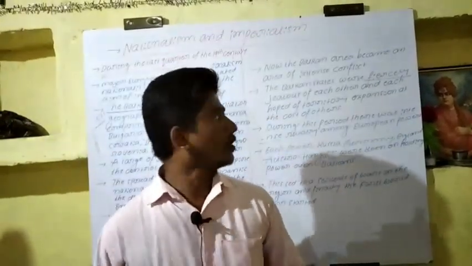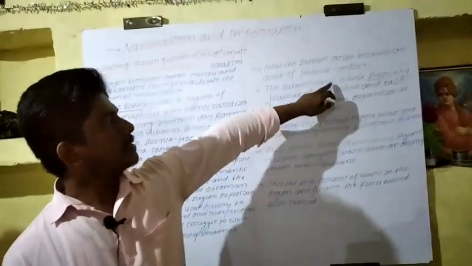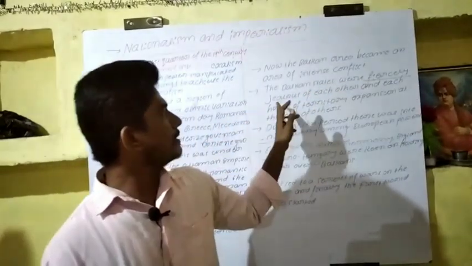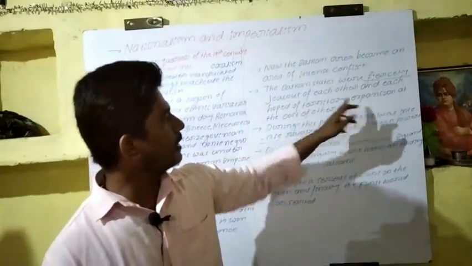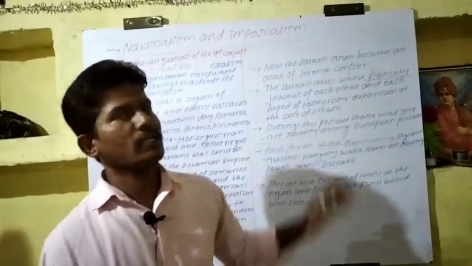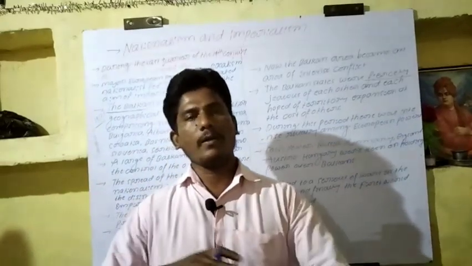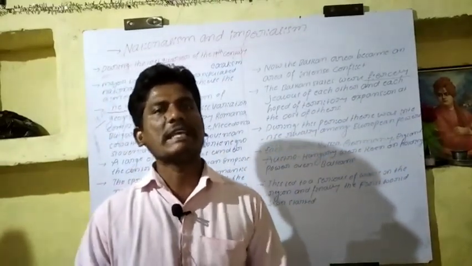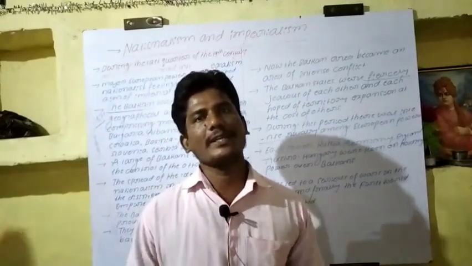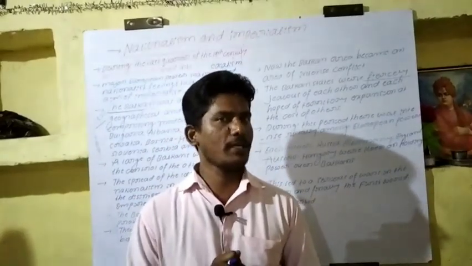Okay, intense conflict. Later the Balkan states were fiercely jealous of each other, and each hoped for territorial expansion at the cost of the other. So what happened amongst the Balkan states? They were jealous of each other over the expansion of their territories.